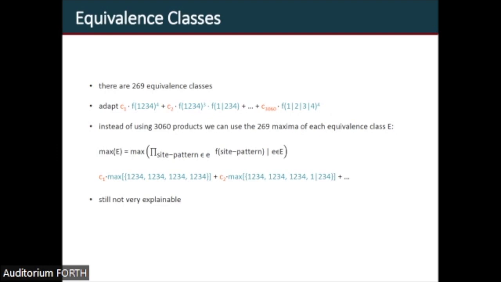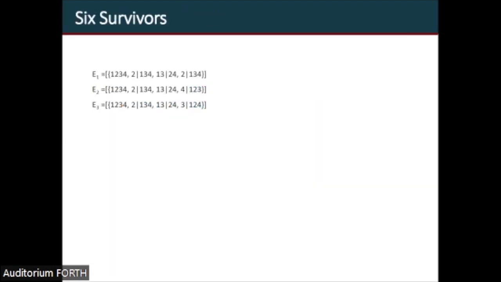Still not very explainable. So we have 269 terms now, which is nicer, but it's still not very nice. And therefore, we just iteratively removed indeterminates, retrained everything, and tried to figure out which maxima are now really important. And the result was that actually 6 equivalence classes seem to be very, very important. In the first 3, you see here E1, E2, and E3.